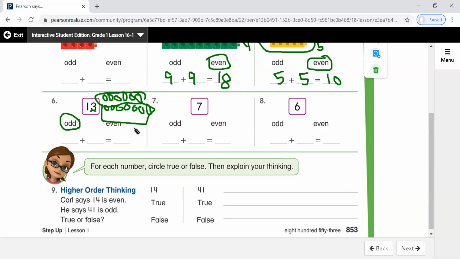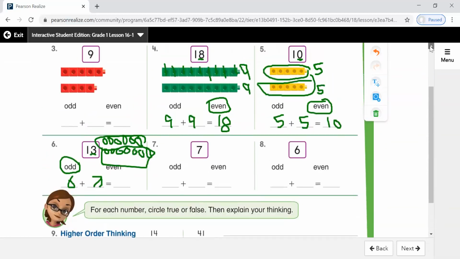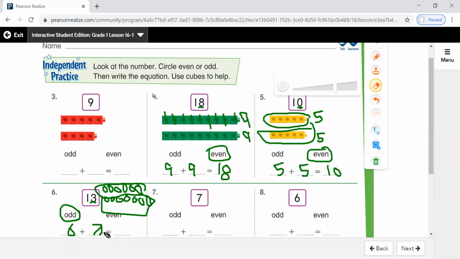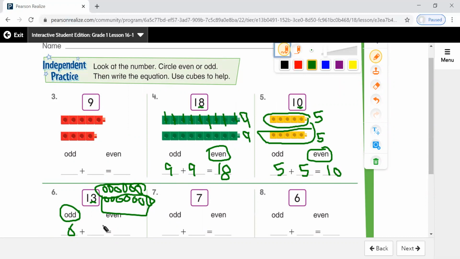Now, how many cubes do I have in the first group? 1, 2, 3, 4, 5, 6. So I will write here 6. How many cubes do I have in the second group? 1, 2, 3, 4, 5, 6, 7. What's the answer? The answer is 13. Very good. The number in the card. Here is 7. Here is 13. Now, question number 7, try it yourself.